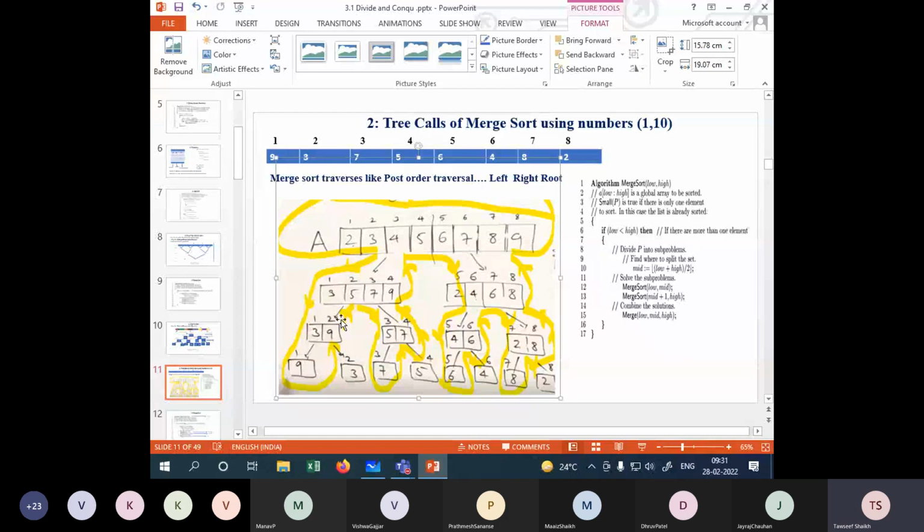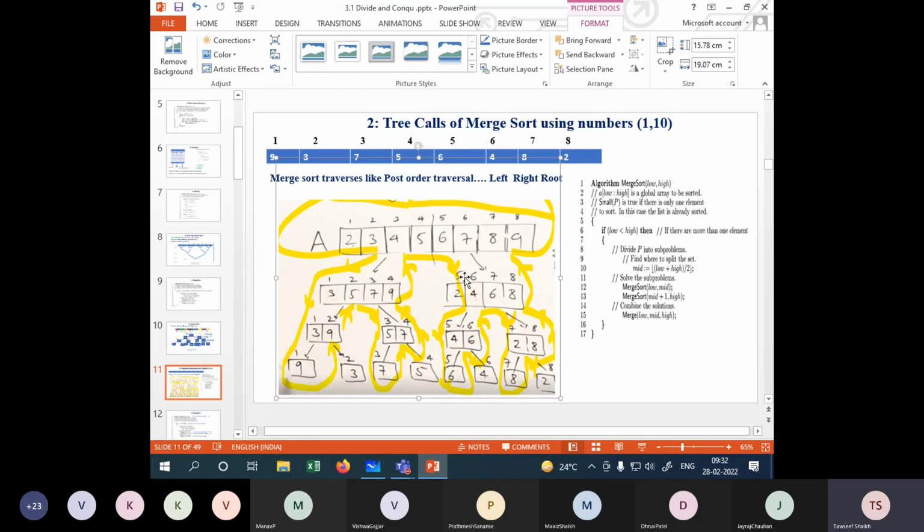Then I reach this node again and go to this right node. When I reach the right node, I again divide it and reach its left node, that is 7. From 7 I go to its right node, that's 5. I evaluate these 2 and merge. 5 comes first, then 7. So this is sorted, this is sorted. Then I go back along this path and merge these 2 sorted lists, 3, 9 and 5, 7, giving 3, 5, 7, 9.